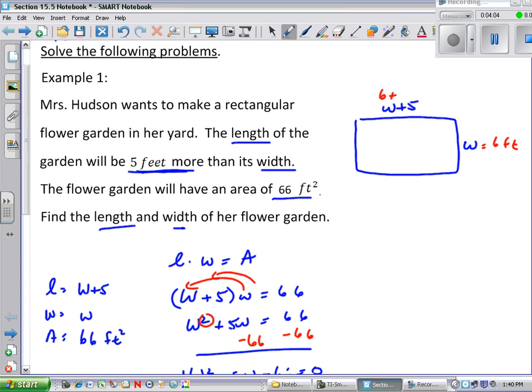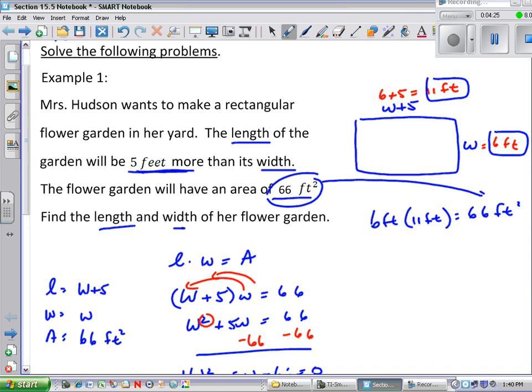So 6 plus 5 would give us 11 feet. And I know that this is correct because it will check: 6 feet and 11 feet. 6 feet times 11 feet is equal to 66 feet squared. And that is what I wanted. I wanted the area to be 66 feet squared. That will check.